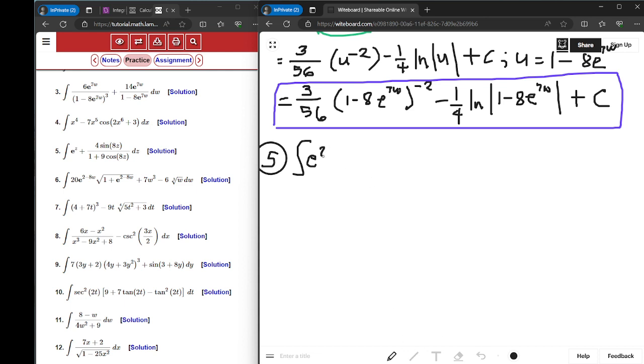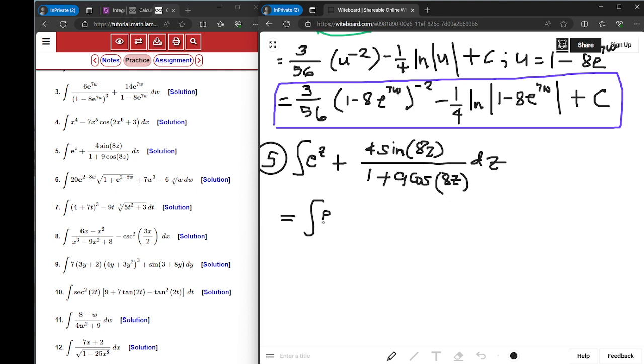E to the z plus, so I'll just place here a horizontal line so that I can identify that it's letter z, plus 4 sine of 8z over 1 plus 9 cosine of 8z, then dz. So we can integrate them separately. We can integrate this whole problem, or we can separate them and integrate them.